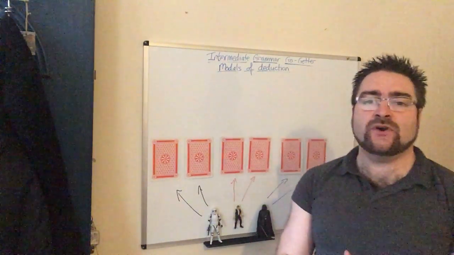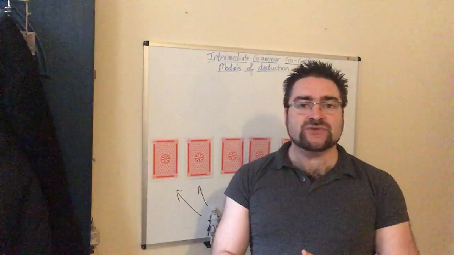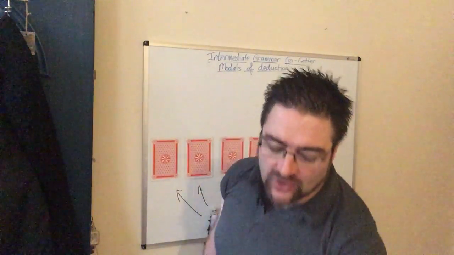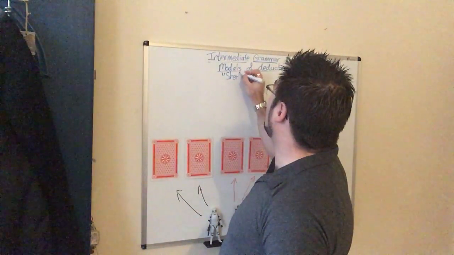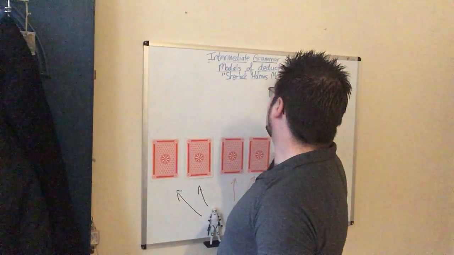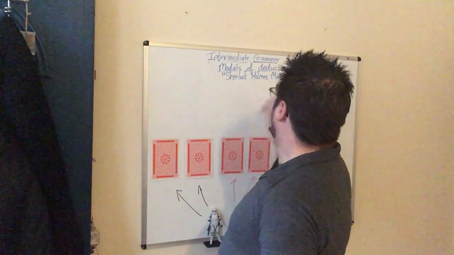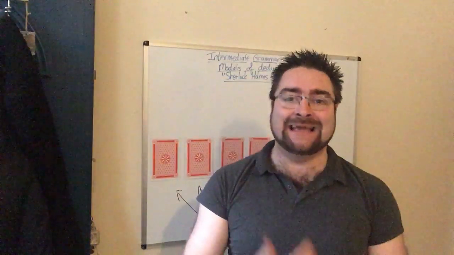Hi, in this video we're going to take a look at modal verbs of deduction. Now the easiest way that I can explain modal verbs of deduction is I call them Sherlock Holmes modals, because they are all about looking at evidence and making guesses.